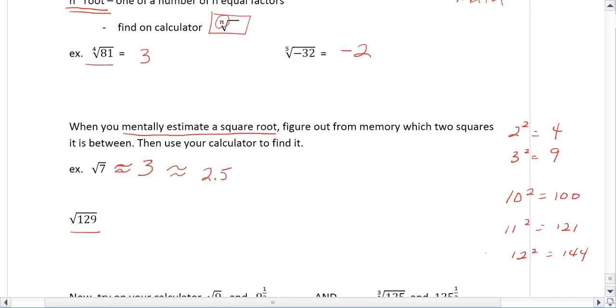And we notice that this 129 is halfway in between here. So a really good estimate of this is, well, it's going to be 11 point something, but it's closer to that 121. So maybe a good guess I might have is 11.3. But again, in your assignment, they do ask you to estimate to the nearest integer. So if you estimated this one at 11, close enough.